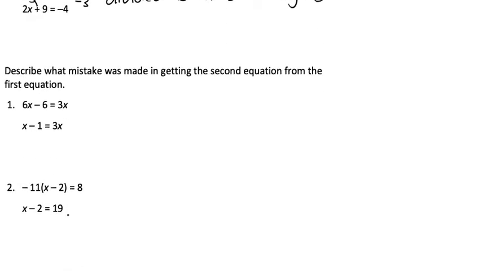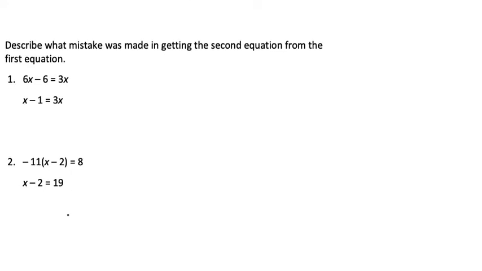So it says to describe what mistake was made in getting the second equation from the first equation. So we have 6x minus 6 equals 3x, and then x minus 1 equals 3x. So it looks like what was done here is they divided the left side by 6, but they did not divide the right side by 6. And as you know, when we're solving equations, we have to do the same thing to both sides of the equation.